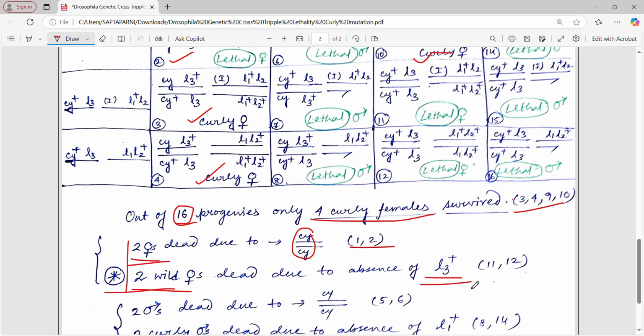We have seen here box 11 and 12, you can see these 2 wild females with CYCY plus, but they are dead due to absence of the L3 plus allele, that we have introduced here as the 3rd lethal allele. So these 2, box number 11, 12, are dead due to absence of L3 plus. So that is the calculation about females.